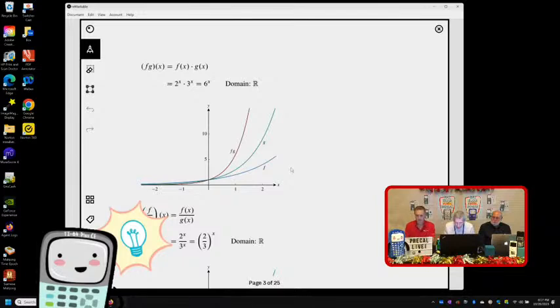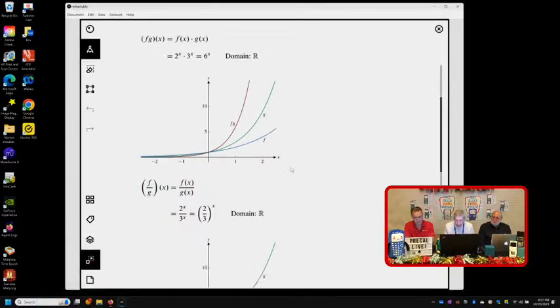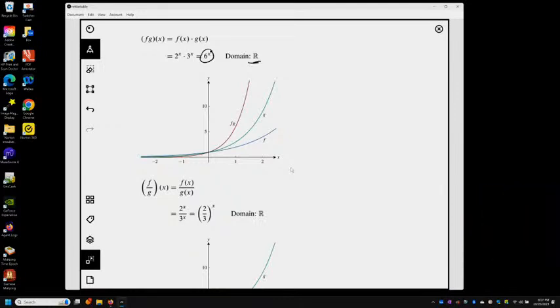Let's take a look at this one, the product function, f of x times g of x. Fg of x is f of x times g of x. Well, a little bit of simplification here. I think that's 6 to the x, but the domain, once again, is just all real numbers. And the graph isn't too bad here. I included that. You can see f, you can see g, and there's f times g.